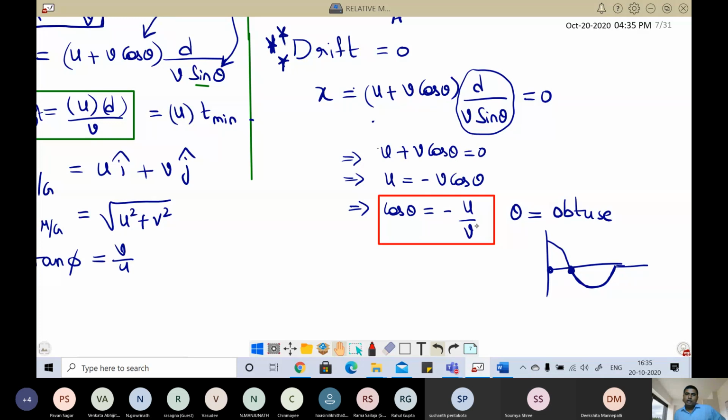So V, the denominator, should always be greater than U. Very, very important points. V should always be either greater than or equal to U. That means the ratio has to be like 2 by 3, or 1 by 3. You cannot have 3 by 2 at any point of time. Correct or not? You cannot have 3 by 2, because you will not reach point B. That means this case will not be possible.